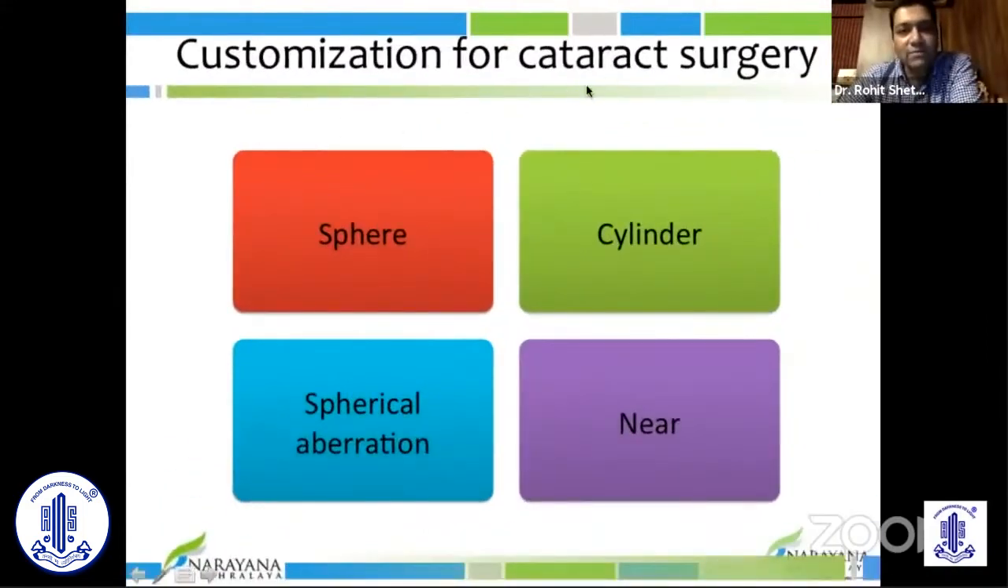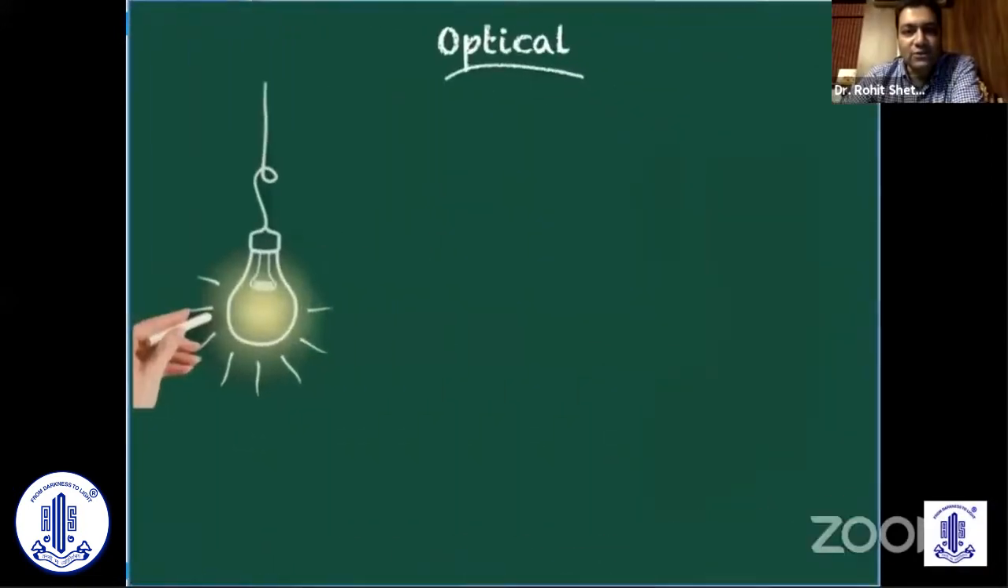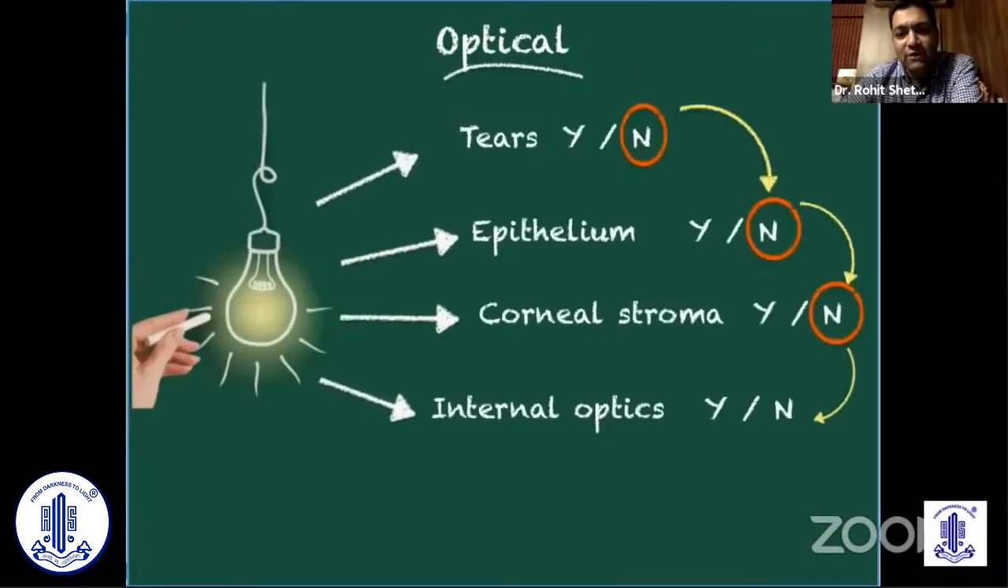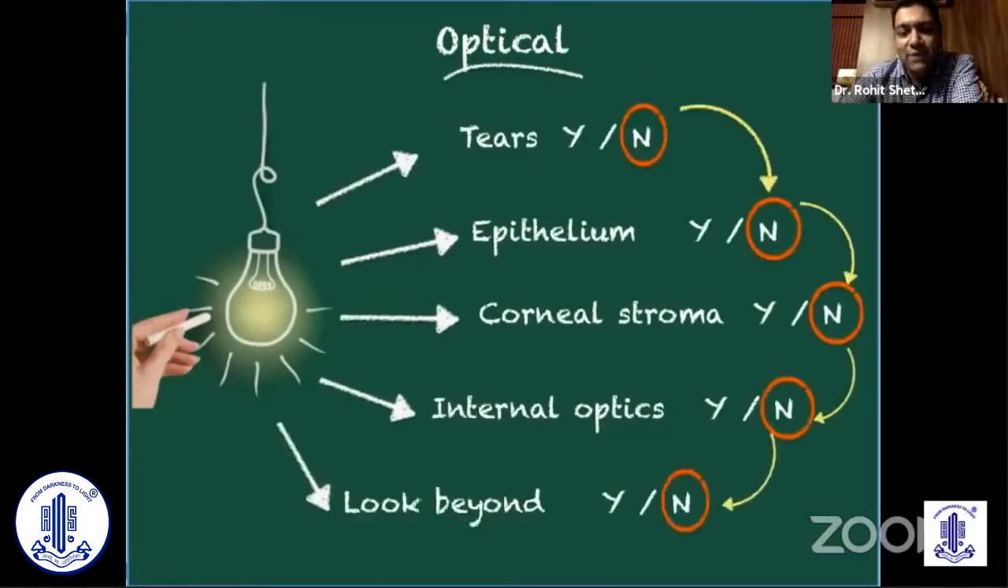It has a lot of applications, but I'm just looking at it from the cataract surgery point of view. For the customization of cataract surgery today, we need to be proper with the sphere, cylinder, spherical aberration, and how you take care of your near additions. I just stick to optics, which is my area of interest. All this is very important for a cataract surgeon today, irrespective of your skill or technology.